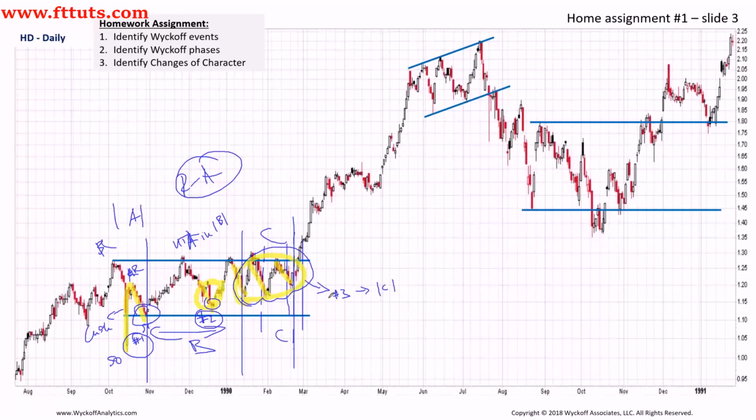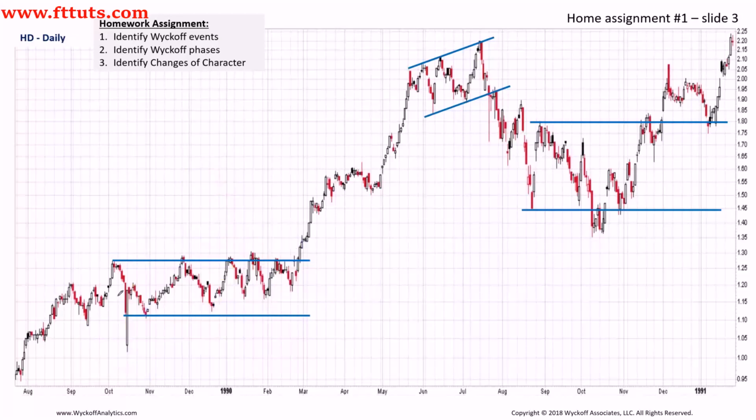I don't mind labeling it differently. My first labeling was somewhere here, and I think on my slide, that's how it is. But I would be paying more attention to the texture of the structure within each of the phases. So then what we have here is a buying climax, shakeout, automatic rally, secondary test, phase A.